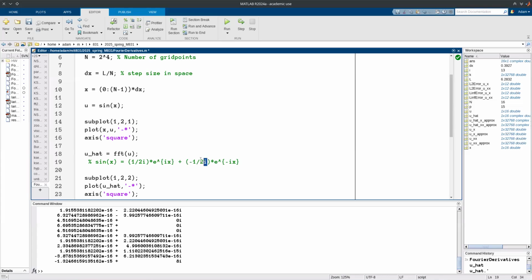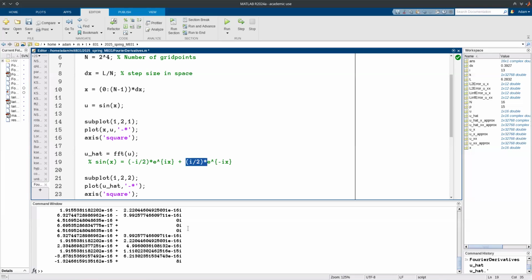But if we modify it a little bit, if I multiply by 1 divided by i, and use the fact that i squared is negative 1, so 1 over i is the same as negative i, we can rewrite it like this. And that means that our first coefficient is negative i divided by 2, and our second coefficient is i divided by 2.